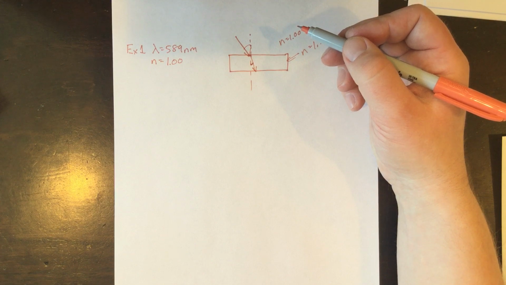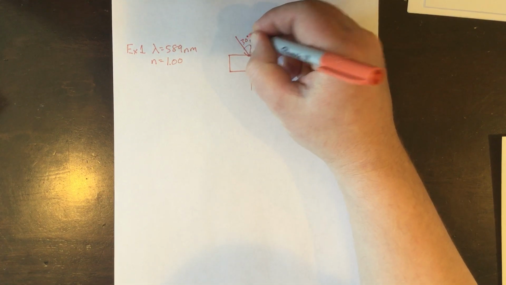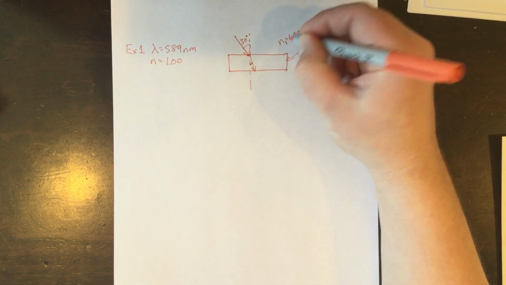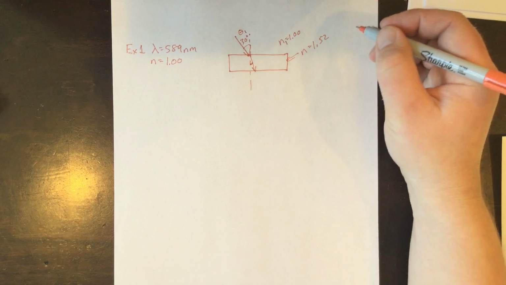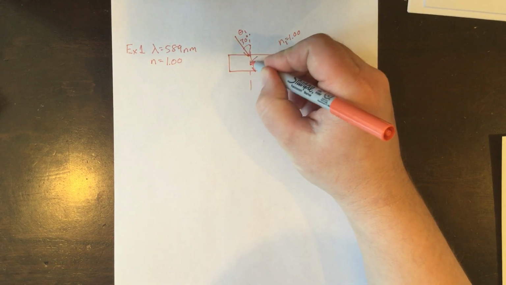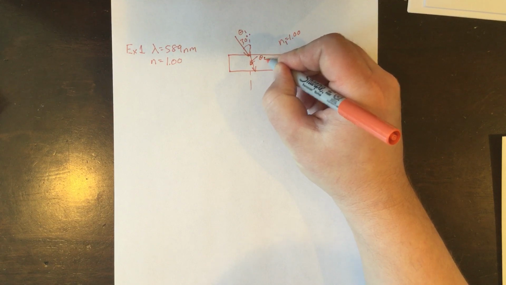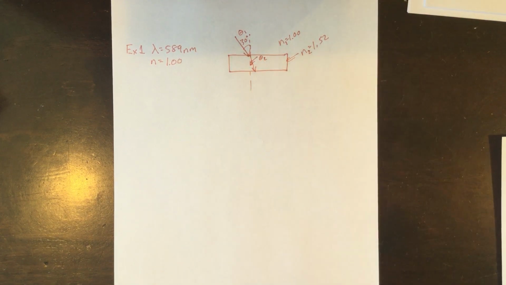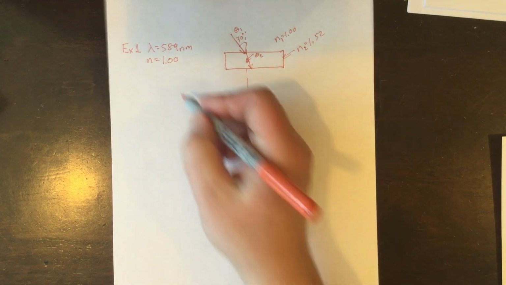So it says the flat slab of crown glass at an angle of 30 degrees to the normal. So this is 30 degrees. We'll call this n1 and this theta 1. Just make sure whatever we call 1s are on the same side. And then we'll call this angle our refracted angle, theta 2, and our crown glass, n2. And so what we're looking for is the refracted angle, theta 2.